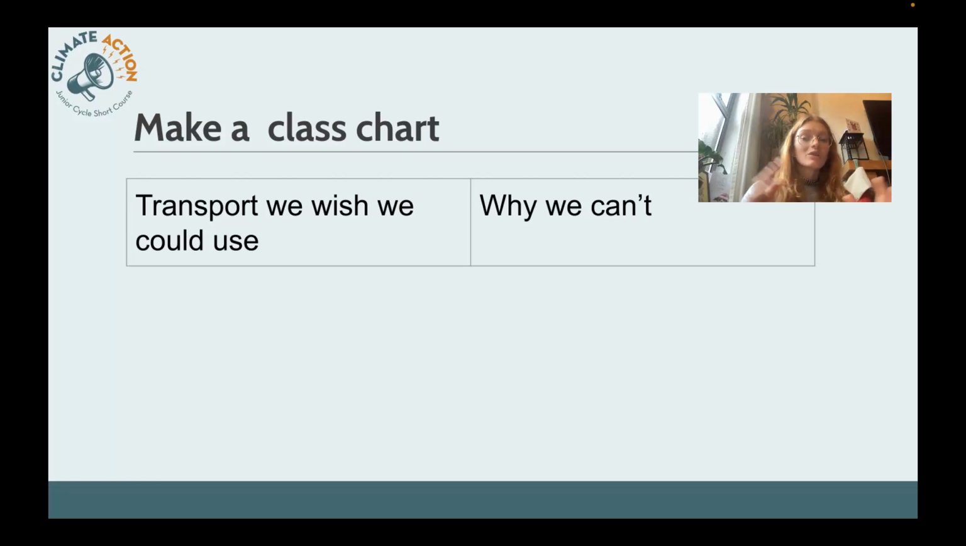Then we're going to do loads and loads of understanding about the transport sector in general. And then using that information, we're going to come back at the end and think about, okay, so this was the transport we wished we could use. This is why we can't. Is there anything that we've learned that we can apply to figure out how we can make this transport accessible to us?